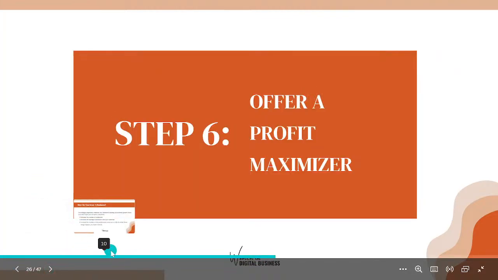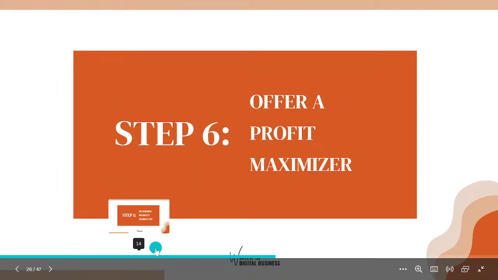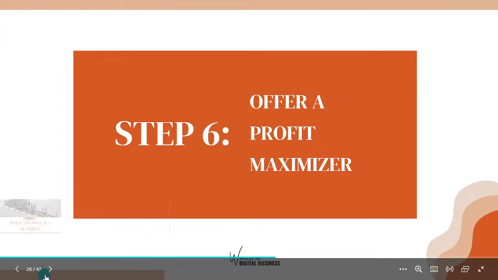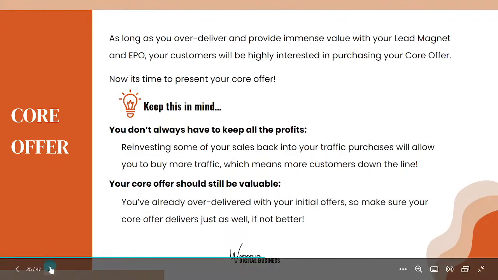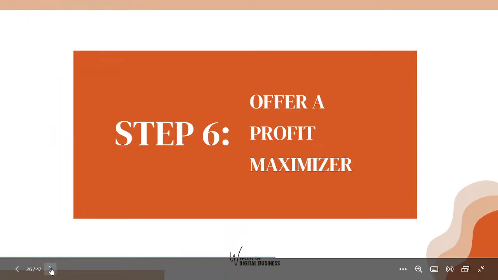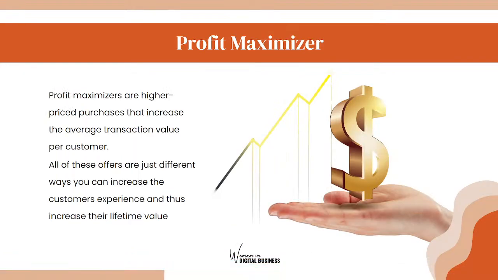Okay, so step 6, what's next? The profit maximizer. This is like, oh my gosh, will you marry me? This is the high ticket, the big one. You can't go any further. So the profit maximizer is higher price purchases that increase the average transaction value. Remember, we said at the beginning, you have to try and increase the average transaction value, not leave money on the table. Well, this is it. So all of these offers are just different ways you can increase the customer's experience, thus increasing their lifetime value. So, I sell candles.